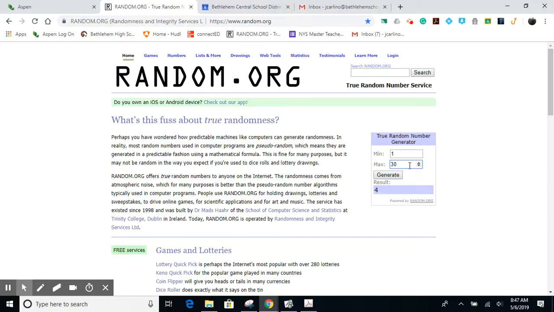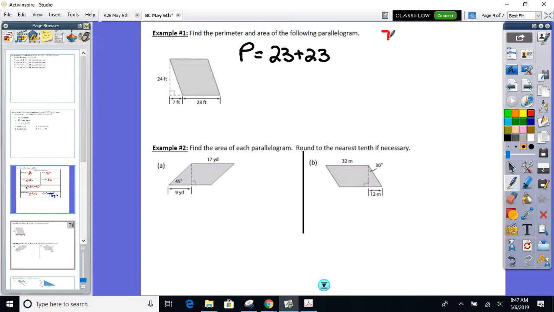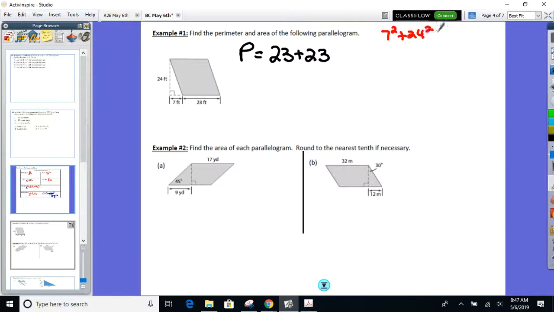What do we have? Oh, 4. How can the other 2 sides be found? I gave you a little information here. How can these 2 sides be formed or found? What type of triangle did I give you? Yep, and I gave you 2 sides, so Pythag. So I can do a little Pythag off to the side. 7 squared plus 24 squared equals c squared. That'll find the other side.